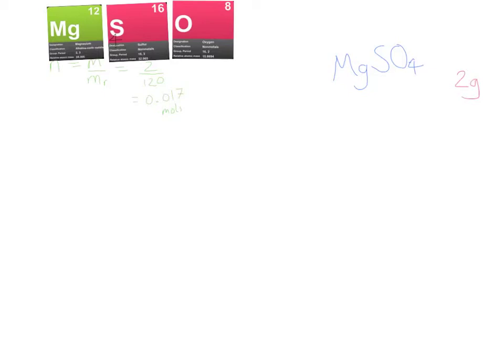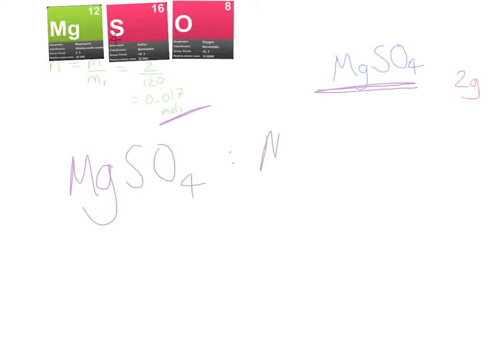So we've got Mg. Let's say we want to know the number of Mg ions. Well, we've got 0.017 moles of magnesium sulfate. And if you look at magnesium sulfate, in every single molecule, there is 1 magnesium, there's 1 sulfur, and there's 4 oxygens. So you could kind of think of it as a ratio of MgSO4 to Mg to S to O.